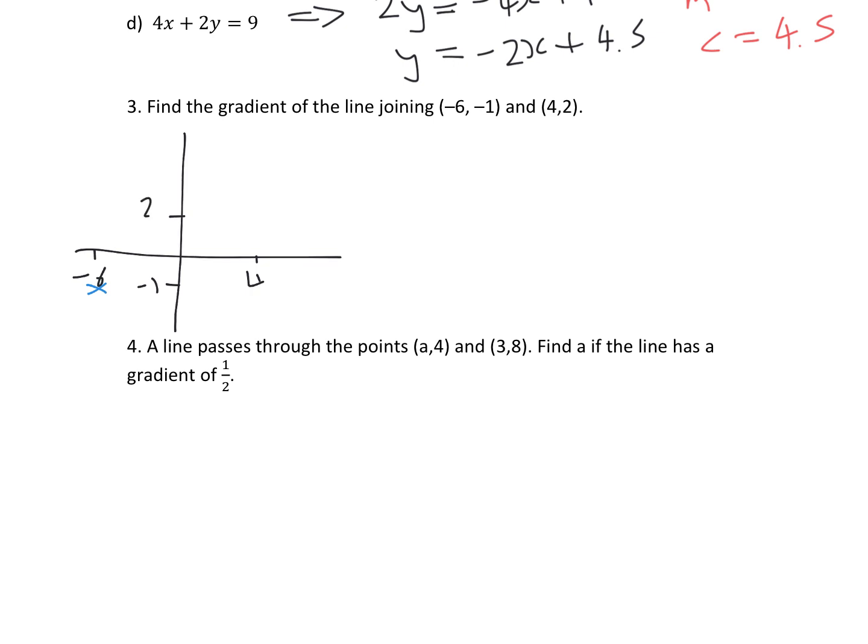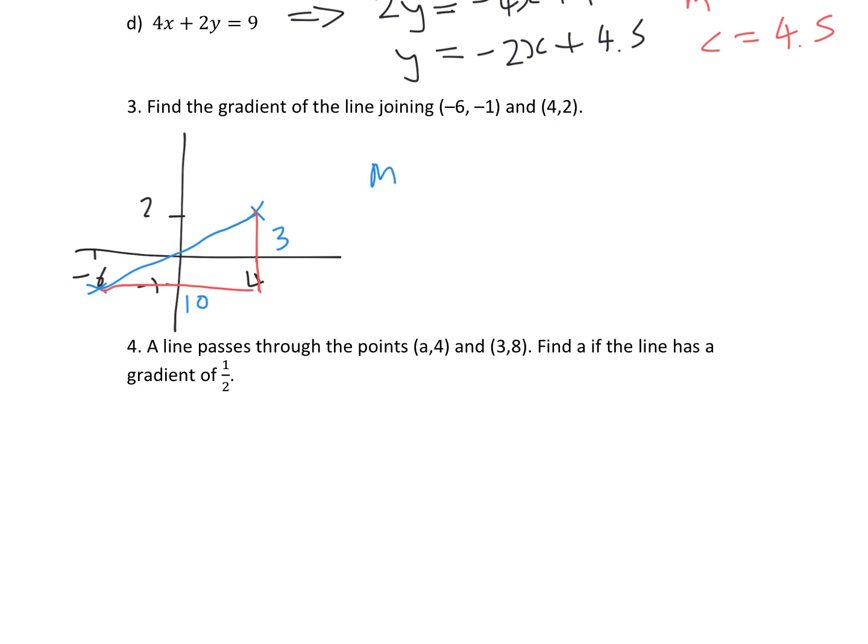Now you can see that's not even very well done to scale, but just to give you an idea of what's happening. So it's the line that joins those 2 points together. To find the gradient of that line, I would draw my right angle triangle in. The rise is how high up it goes, so that's 2 take away minus 1. That's the length of that one, which is 3. And then the run is from 4 to minus 6. So 4 take away minus 6 would give you 10.